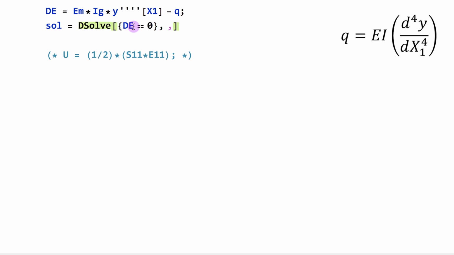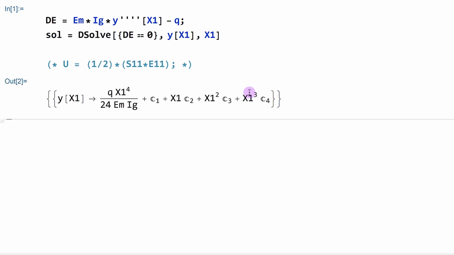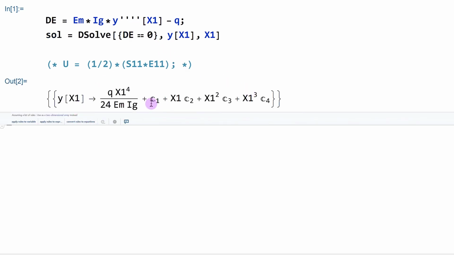The second input I need to enter is, what equation or what function are you trying to solve for? Well, of course, this is going to be y as a function of x1. That's what I'm interested in. That's what I want to obtain. And finally, the last parameter is, what is the variable? Well, we know that is simply going to be x1. So if I run this right now, as I can see, no problem at all. It gives me everything I need to know.